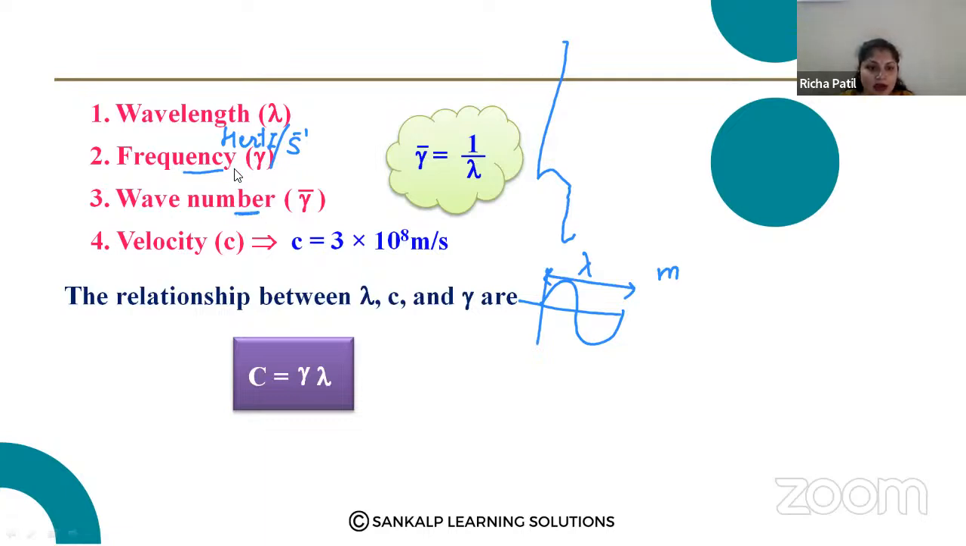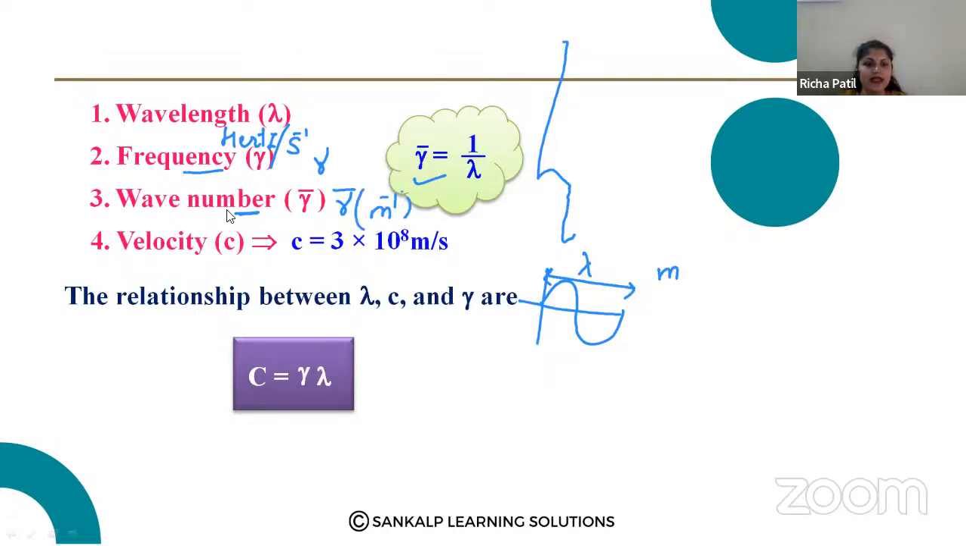How is frequency denoted? It is denoted by mu. What is wave number? Wave number is denoted by mu bar. Wave number is the number of wavelengths per unit length. You can see that wave number is inversely proportional to wavelength. The SI unit is per meter, since wavelength is given in meters and it is inversely proportional, so it becomes per meter.